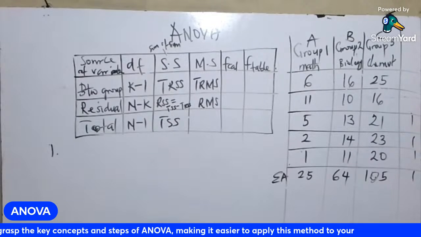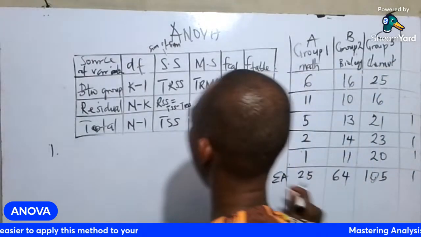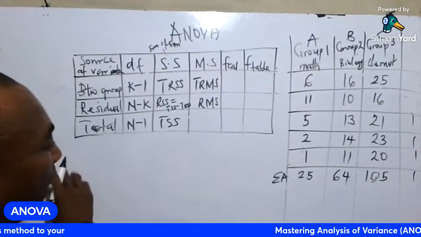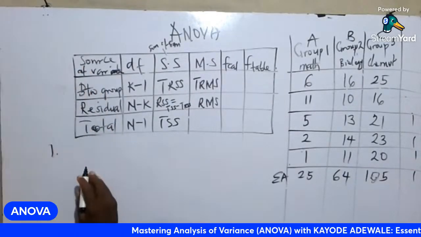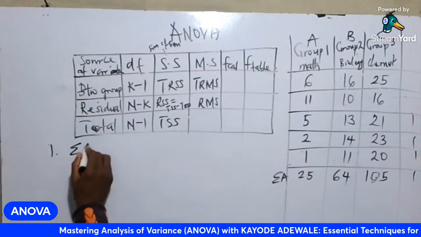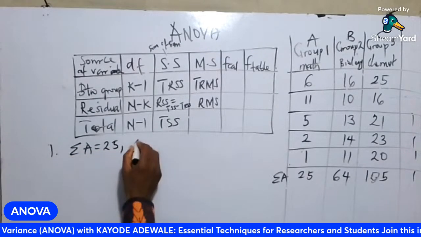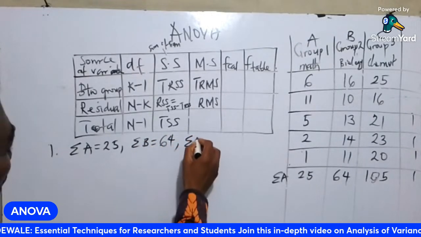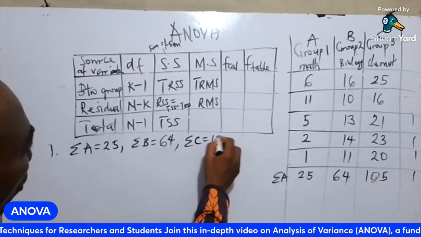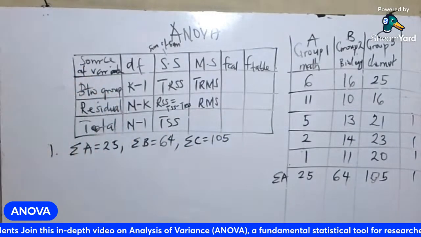So you first of all get the grand total for A and B. We are through with step 1, which is the summation of the first group, equal to 25, summation of the second group, equal to 64, and summation of the third group, which is what? 105. That is step 1. So step 2.